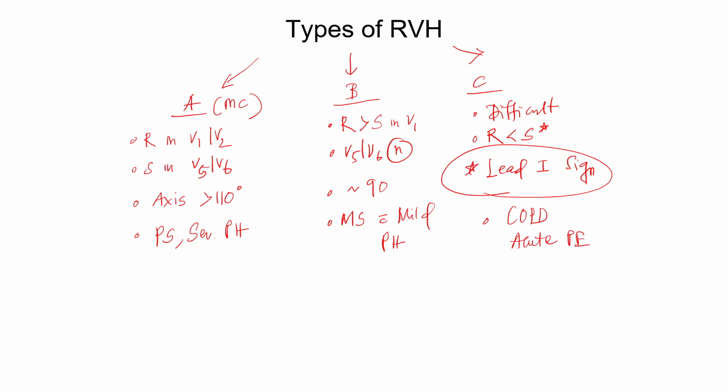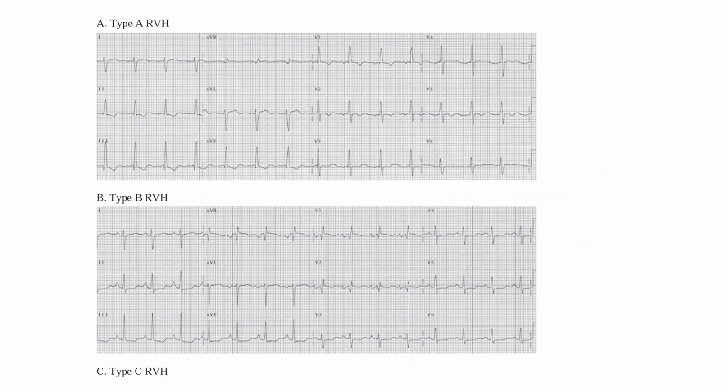COPD and acute pulmonary embolism. Okay. Now, if you see the ECG, you can see the type A is classical RVH that we are describing. Prominent R in V1, prominent S in V5, V6. And if you see the axis, here the axis is right deviated, right-sided, because lead 1 is negative and aVF is positive.